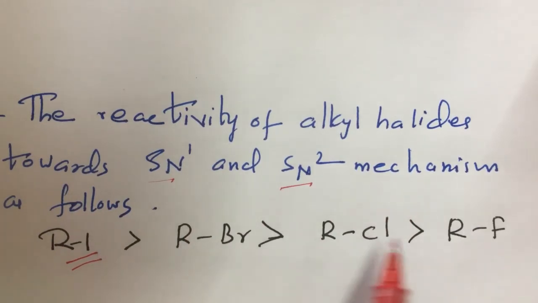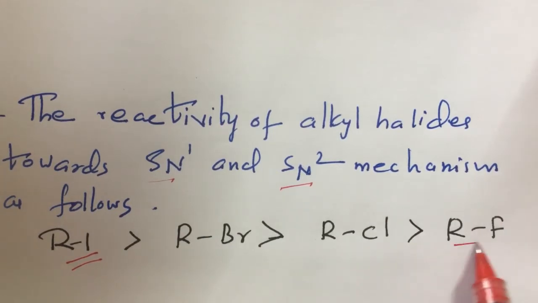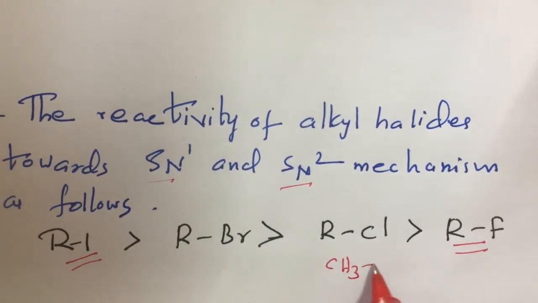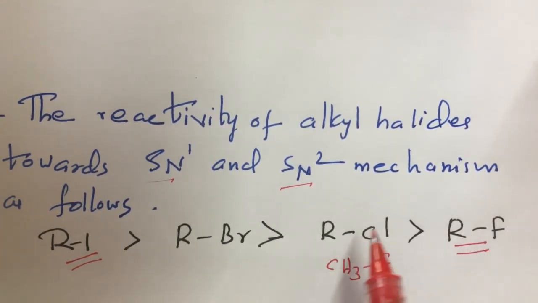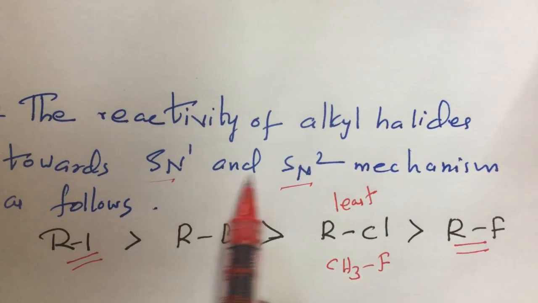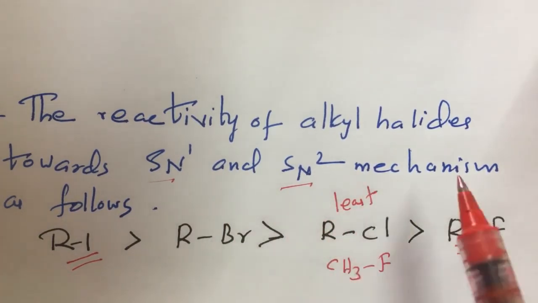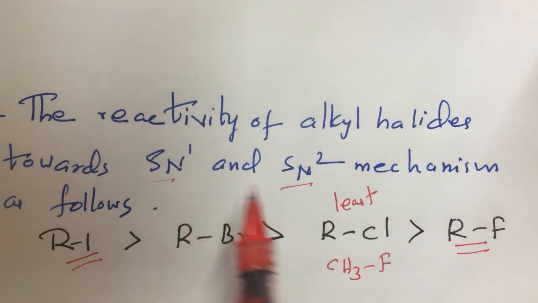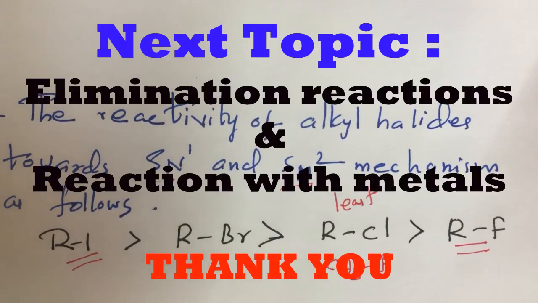Among these alkyl halides, alkyl fluorides, for example CH3F, methyl fluoride or ethyl fluoride, are least reactive towards SN1 and SN2 mechanism. They are not much reactive in the SN1 mechanism as well as in the SN2 mechanism. Take it as homework and please find out the answer: what is the reason behind this order? Clear? I hope you understood today's section.